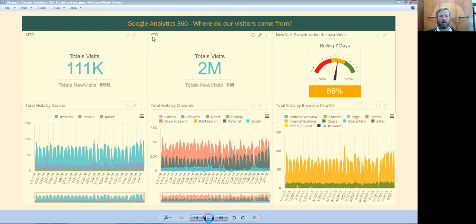But if we are on the 28th of February or the 29th of February, that implies the YTD would be 60 days and the MTD, month to date, would be 29 days. So it's important for you to note that, because that influences the statistics and the graphs. Obviously, the further in the year you move along, the YTD amounts would be considerably more than the MTD. Then also rolling 7 days.